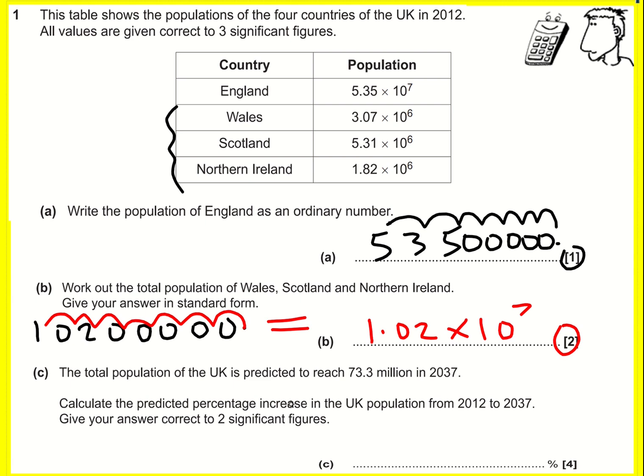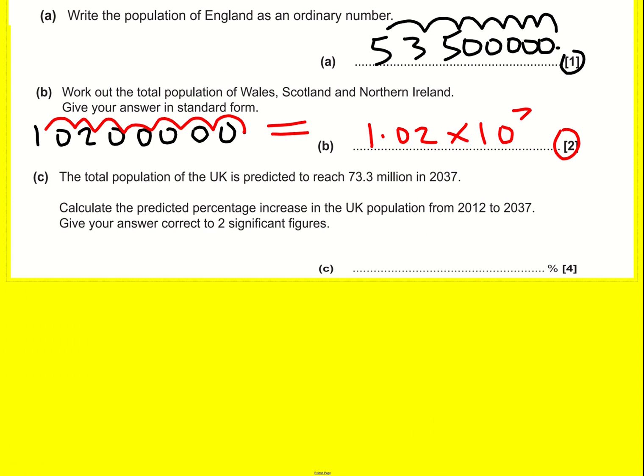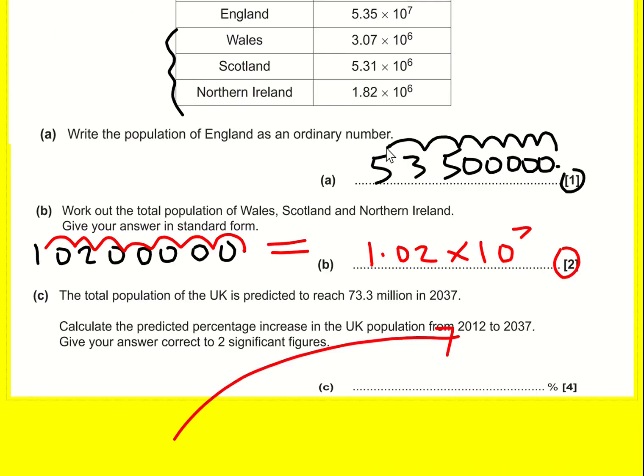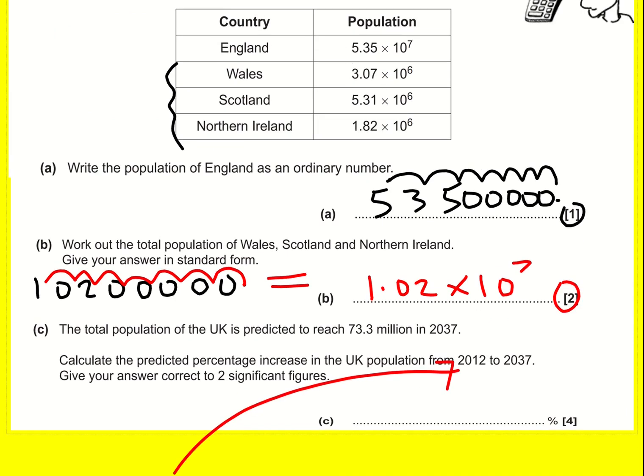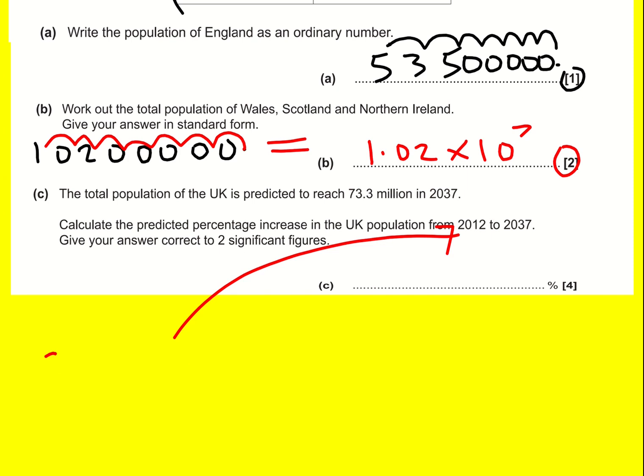Finally, the total population in the UK is predicted to reach 73.3 million in 2037. Calculate the percentage increase from 2012 to 2037. Well, first of all, we need the original population then. So in 2012, it's going to be our answer to part B, but we're going to need to add the population of England. So I'm just going to add on 5.35 to 7. So now we've got 637 with 5 zeros, which is going to be 6.37 times 10 to the 7.